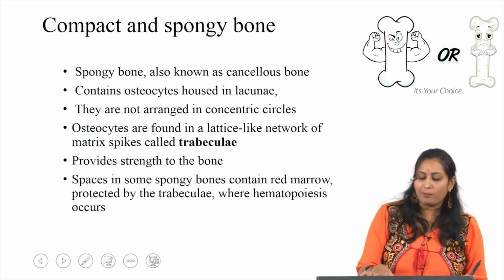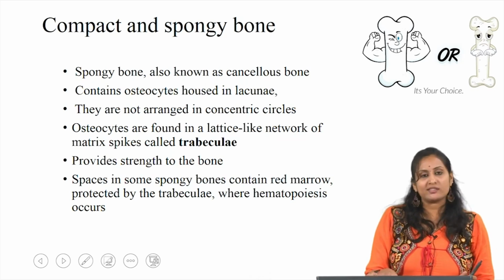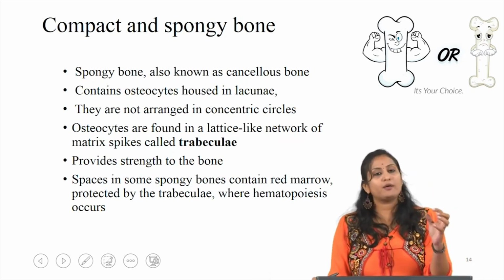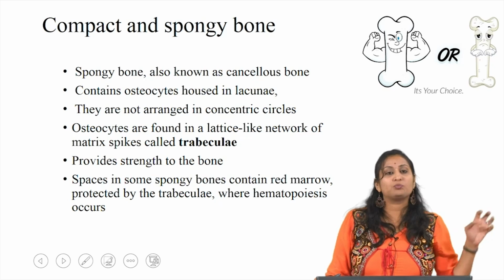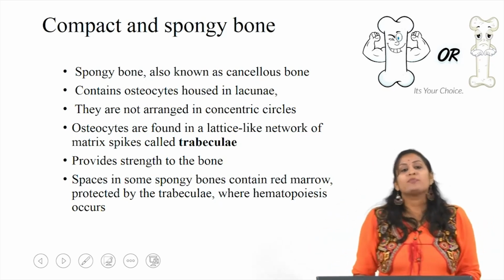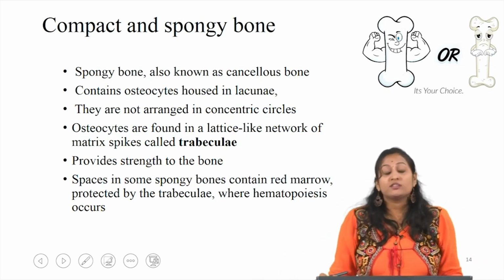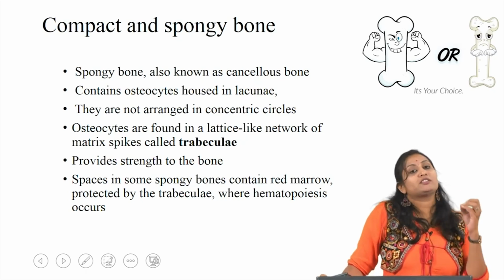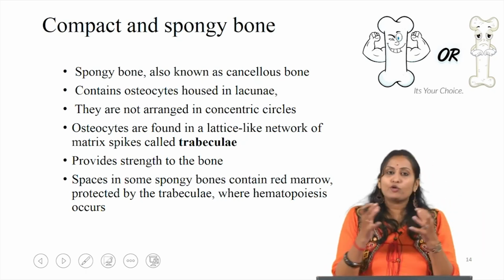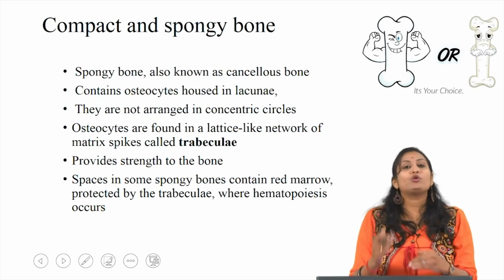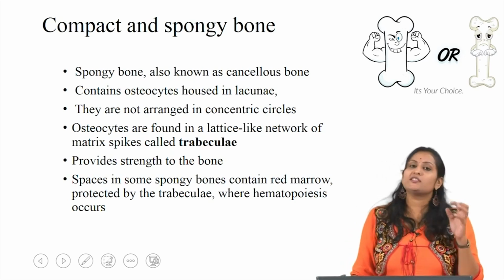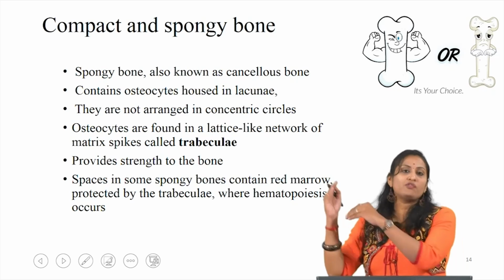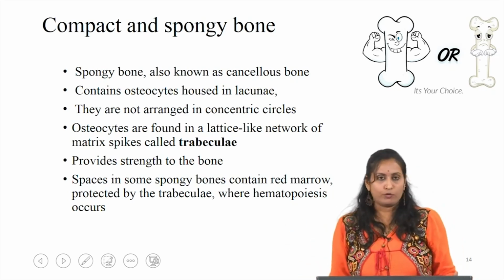Whereas spongy bone is also called cancellous bone. Unlike compact bone, spongy bone is not made up of concentric rings. It is made up of a lattice-like network of matrix spikes called trabeculae. This provides strength to the bone. The spaces in some spongy bones contain red marrow, which is protected by the trabeculae, and where hematopoiesis occurs. Hematopoiesis is the process of formation of blood cellular components.